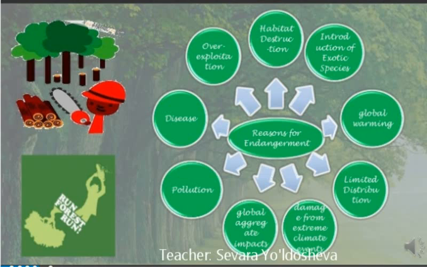In this diagram, you can see the reasons for endangerment. The first one is overexploitation, then habitat destruction, introduction of exotic species, global warming, limited distribution, damage from extreme climate, global aggregation impacts, and pollution and disease. They are reasons for endangering the animals and plants.